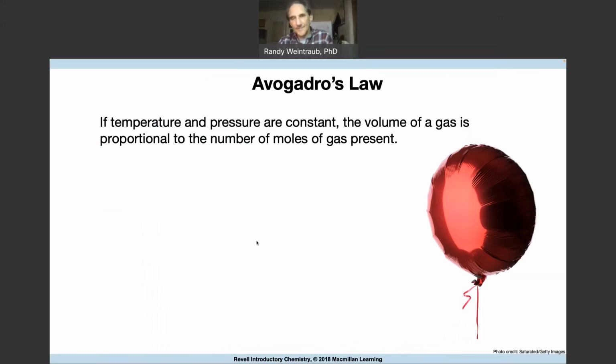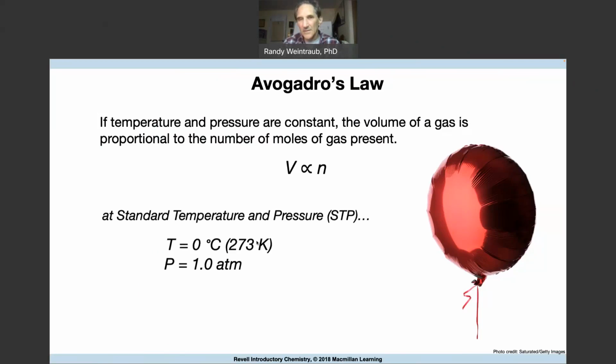Avogadro's law. You should remember Avogadro, who is related to the description of the mole. If pressure and temperature are constant, the volume of a gas is proportional to the number of moles. The more gas present, the larger the volume that the gas occupies. Mathematically, we could say that the volume is proportional to the number of moles of gas.